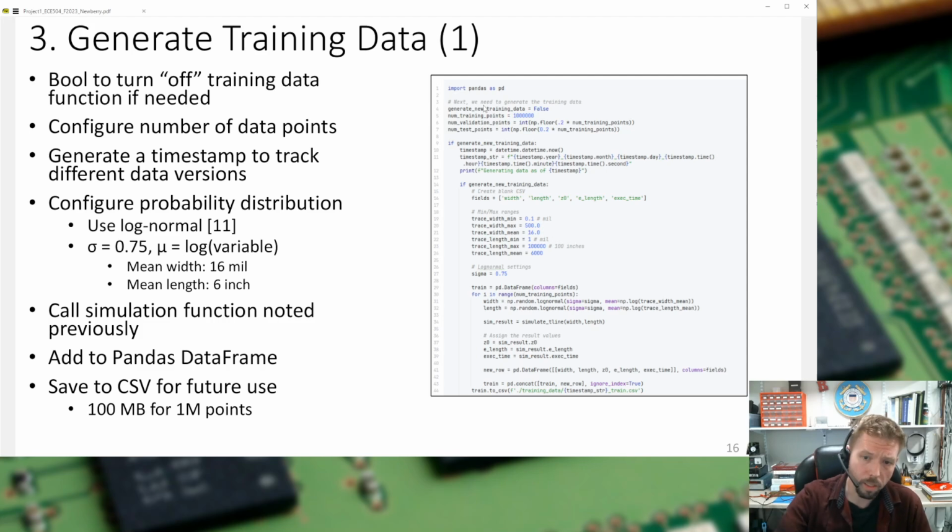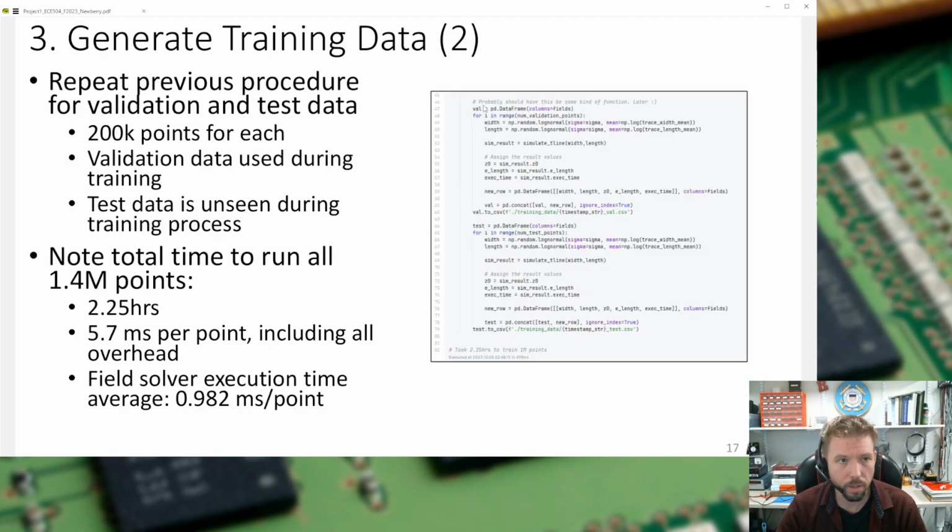So what we do is we set up the probabilities, and then we just run through the number of points in a for loop, and each time through we generate a random width, random length, and we simulate and save it to a CSV. Well, we're putting it in a pandas data frame, and then save that CSV to the machine for future use. Now this procedure was replicated again, exactly the same procedure, but for 200,000 points.